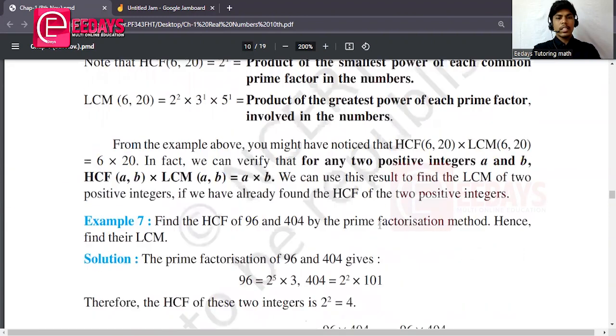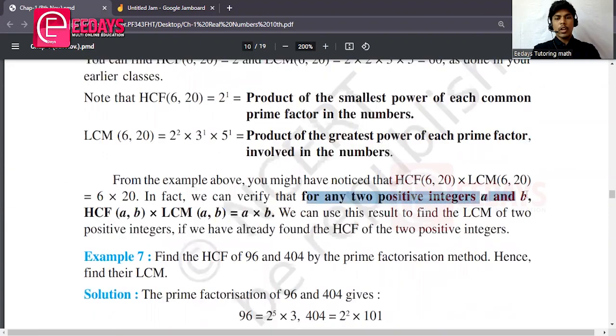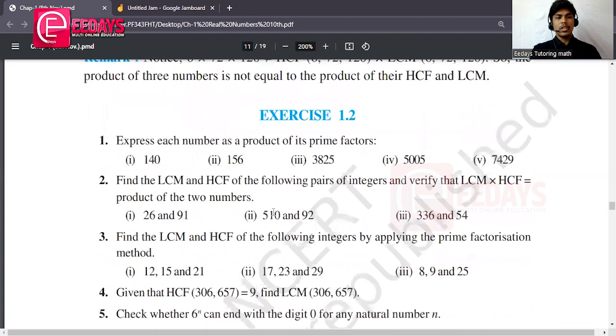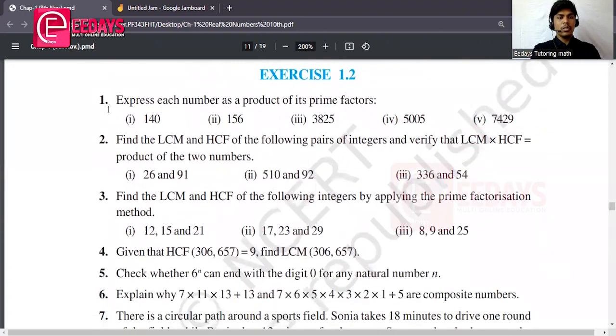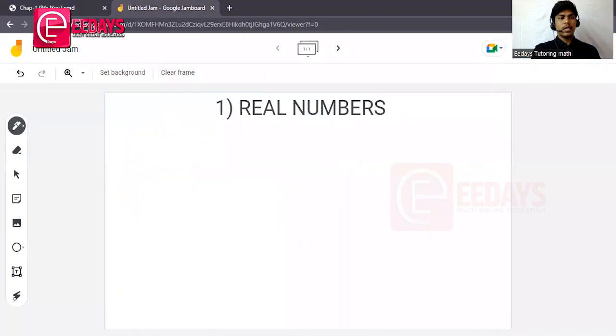And the relation for any two positive numbers a and b: the product of HCF and LCM is equal to the product of the two numbers. We also completed some questions in exercise 1.2. In the first roman we completed all, and in the second roman till the second sum. Let's start with the third sum.